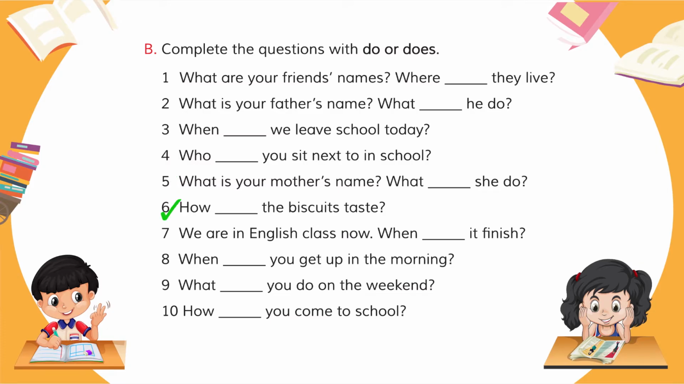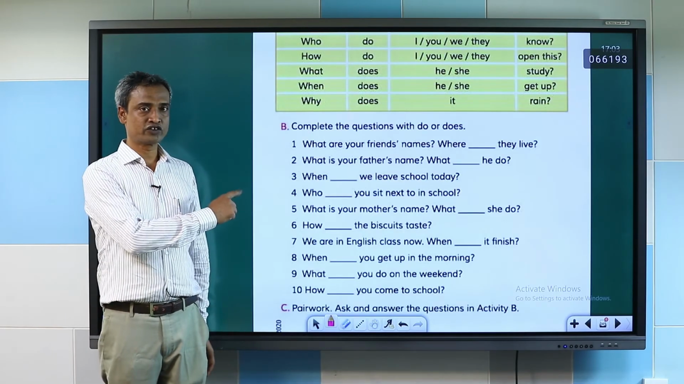Number 6, how dash the biscuits taste? Number 7, we are in English class now. When dash it finish? Number 8, when dash you get up in the morning? Number 9, what dash you do on the weekend? Number 10, how dash you come to school? Okay, you are given 1 minute to complete those sentences.